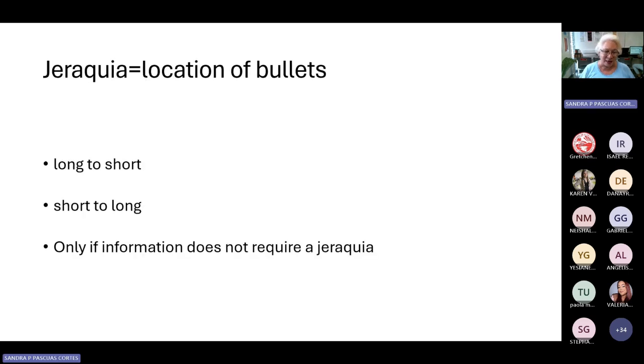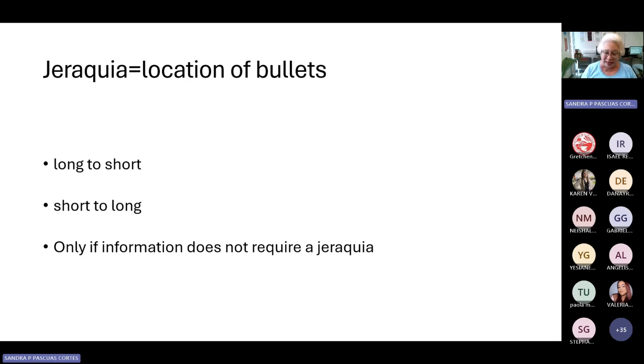Okay. Then, hierarchia. I use the word hierarchia because I believed it was the best word, but it really means importance, order of importance. In other words, the location of your bullets. You can go from long to short or from short to long, only if the information does not require the hierarchia, only if an order of importance doesn't matter.